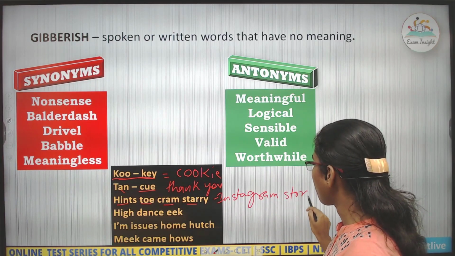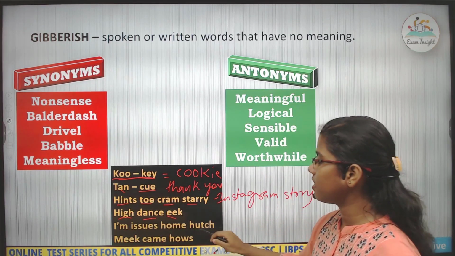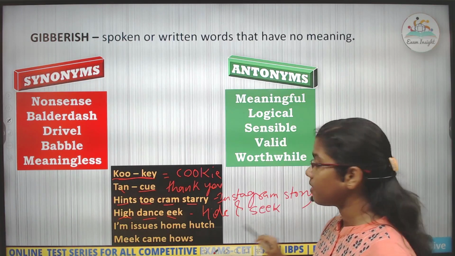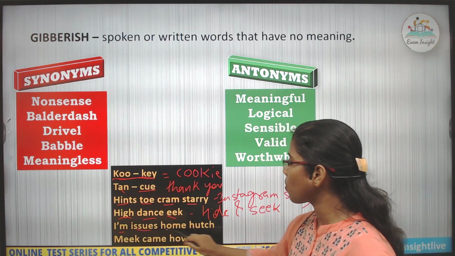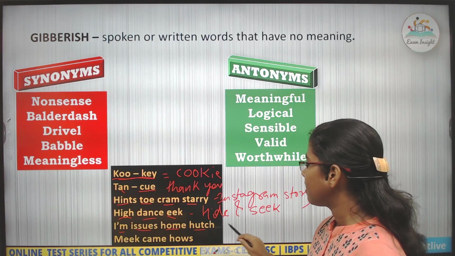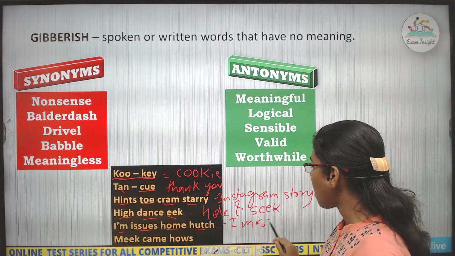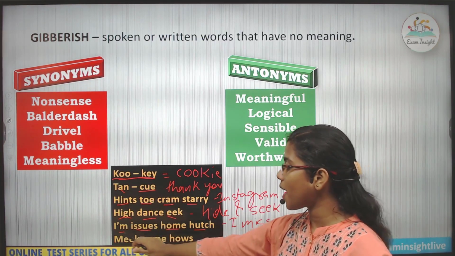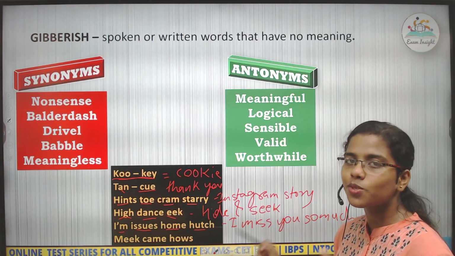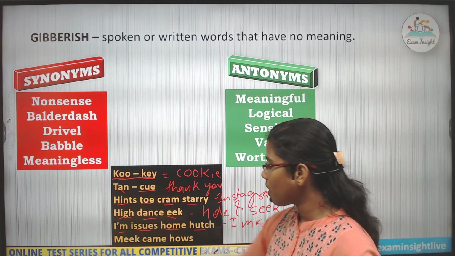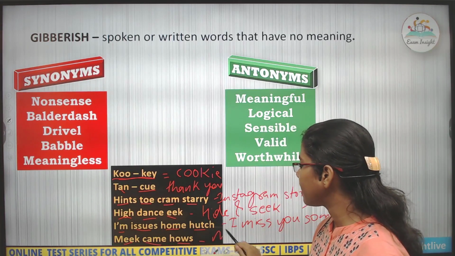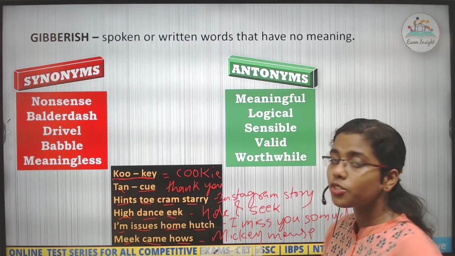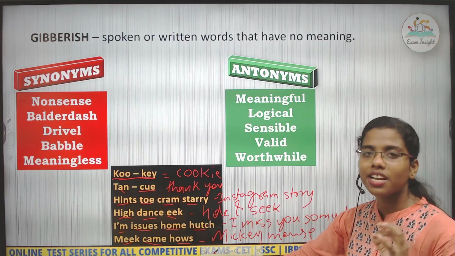High dance eek, hide and seek biscuit. Right? Next is I am issues home hutch. This is actually what? I miss you so much. You can try reading now. I'm issues home hutch. I miss you so much. It sounds familiar now. Next, me came house, Mickey Mouse. So here I wanted to show you what does gibberish actually mean.